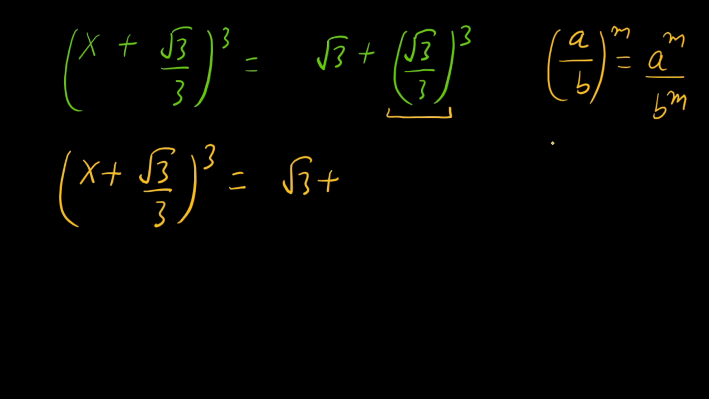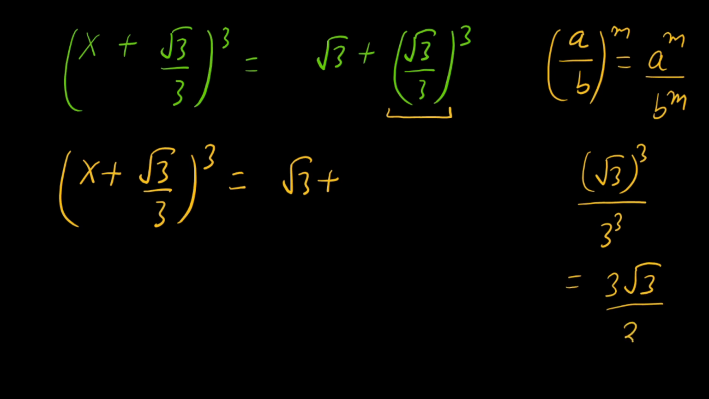if we apply this rule here, then this is the same as (square root of 3) power 3 divided by 3 power 3. And (square root of 3) power 3 is the same as 3 times square root of 3, divided by 3 power 3, which is 27. So here 3 times square root of 3 divided by 27.